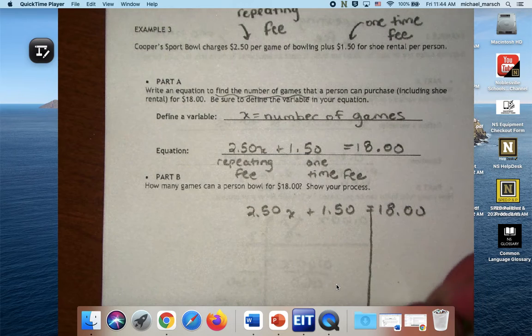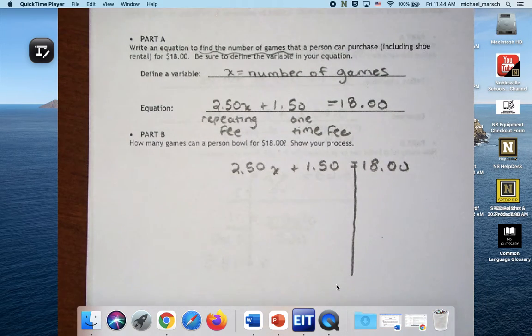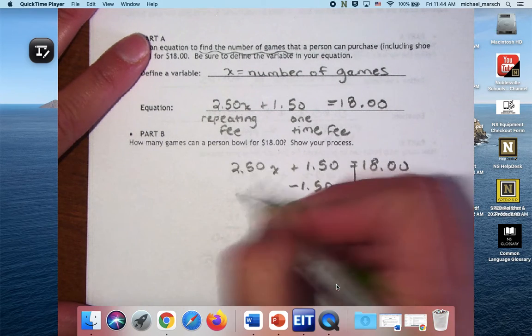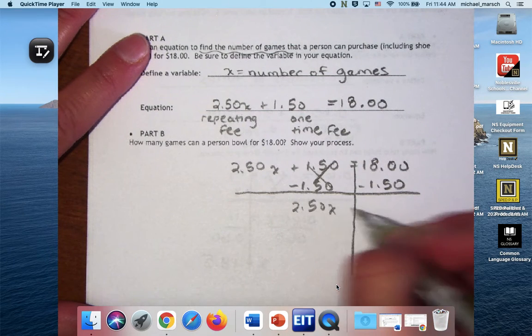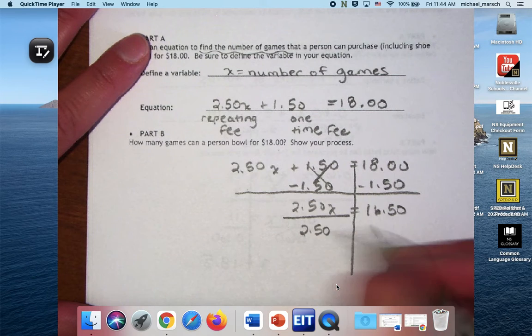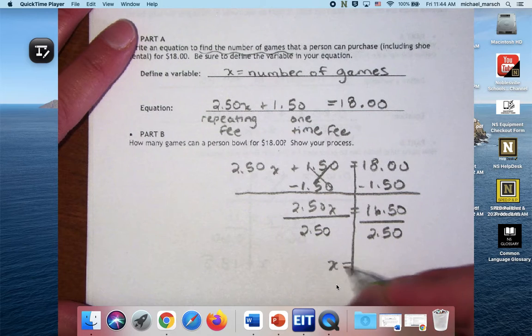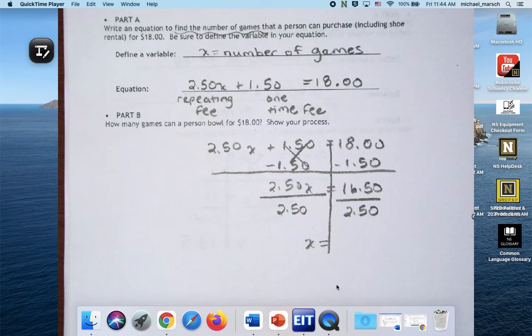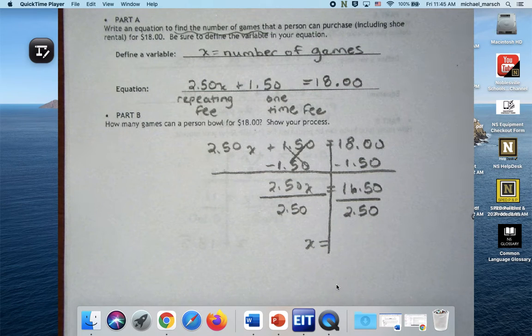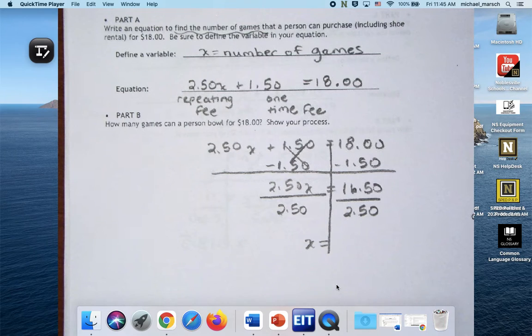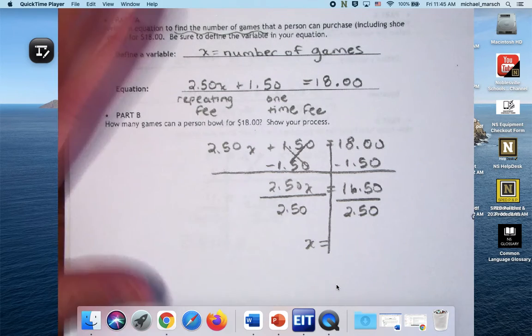Okay, so we've got our equation we're going to solve here. We're going to subtract our $1.50 from both sides. X equals 6.6. X equals 6.6. Is that what everybody got?